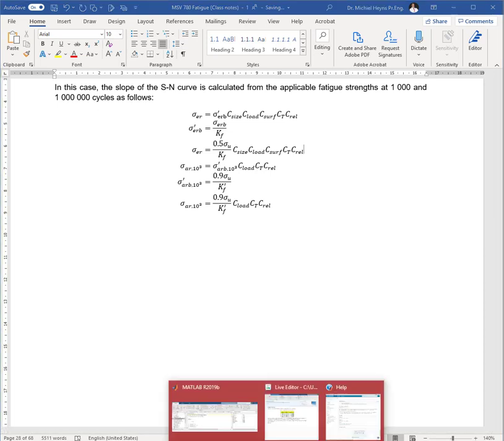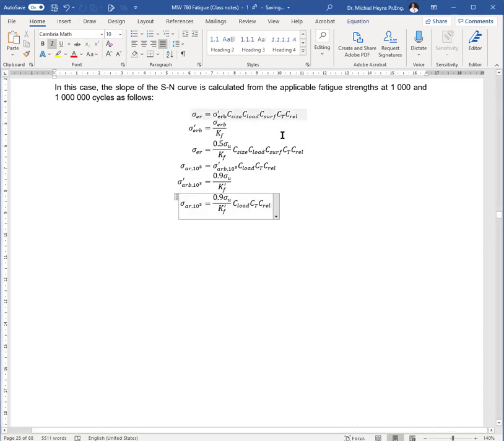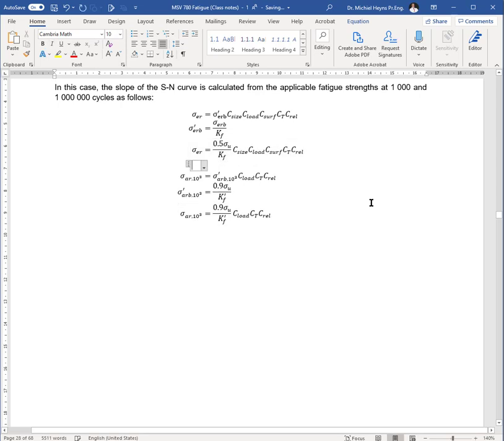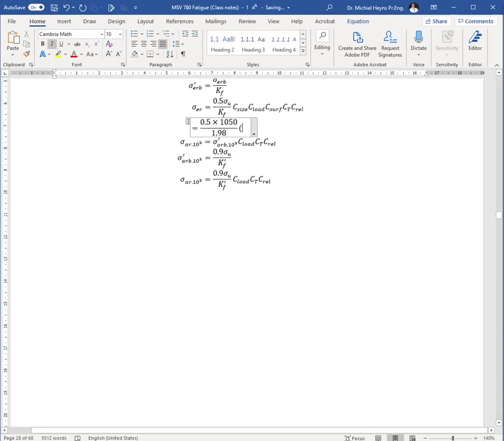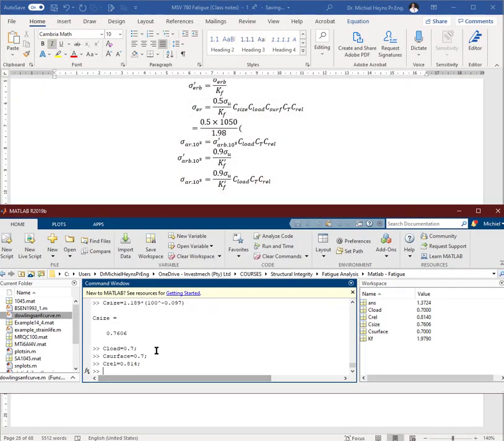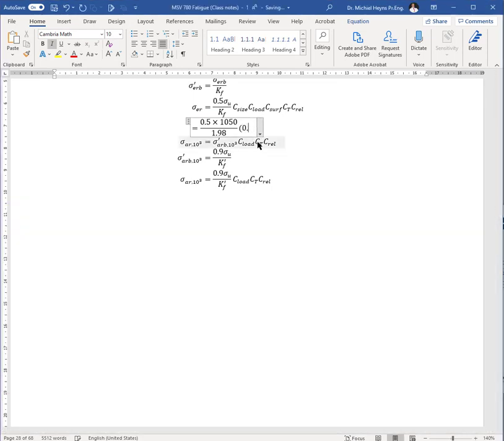Let's see in our MATLAB if we have KF. In this case, it will be equal to 0.5 times 1050 divided by KF, which was 1.98 if I remember correctly. C size was equal to, I must go to the top. I typed it in my equation here. C size was equal to 0.76. Let's remove that. That's C size.